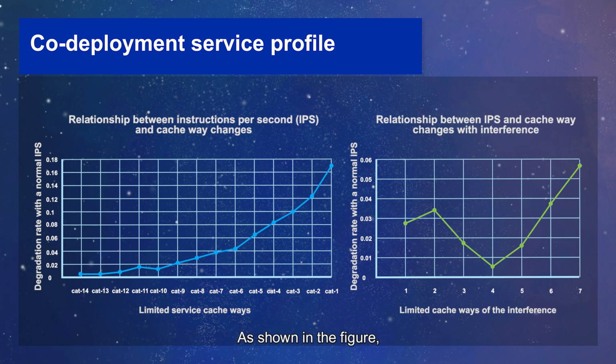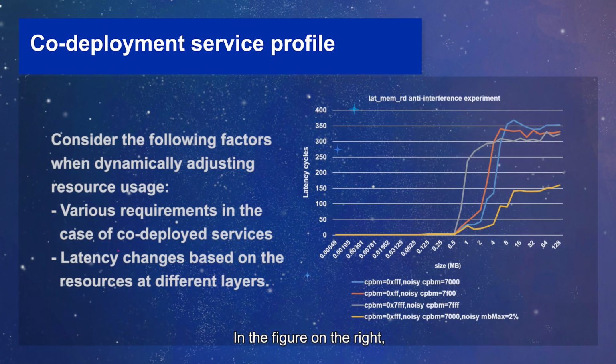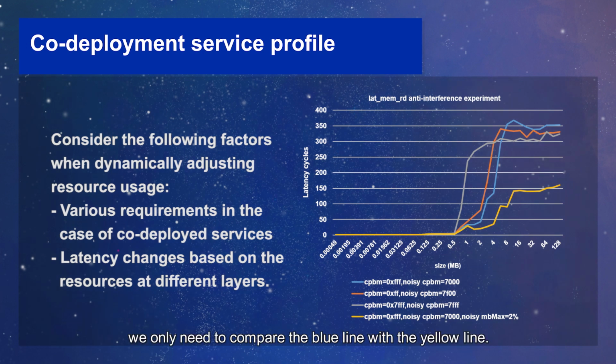As shown in the figure, when the number of cache ways for the interference is 1, the degradation ratio is greater than that when the number of cache ways is 5. In the figure on the right, we only need to compare the blue line with the yellow line. For the yellow line, we added a bandwidth limit. After the bandwidth is limited, latency is significantly reduced.